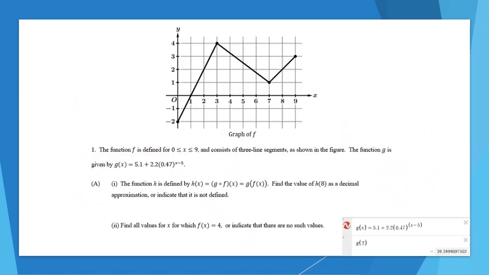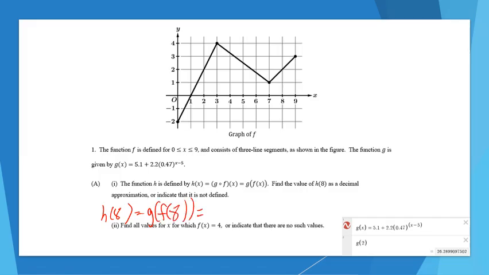All right, now for the short answer. These two questions are going to be ones where you have access to Desmos, so let's use Desmos when we work through these questions. So first we want to find h of 8 when h is a composite function. So h of 8 is equal to g of f of 8.